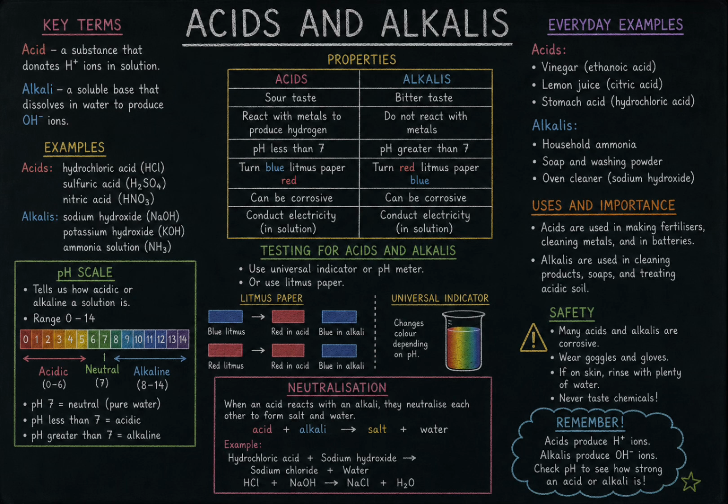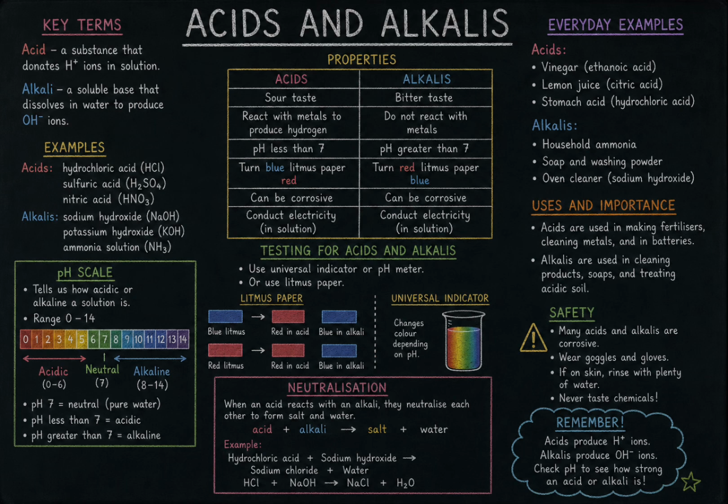Indicators. Indicators tell us whether something is acidic or alkaline. Litmus paper. Blue litmus turns red in acid. Red litmus turns blue in alkali. Universal indicator. Universal indicator changes color depending on pH. Red equals strong acid. Orange and yellow, weak acid. Green, neutral. Blue, weak alkali. Purple, strong alkali.